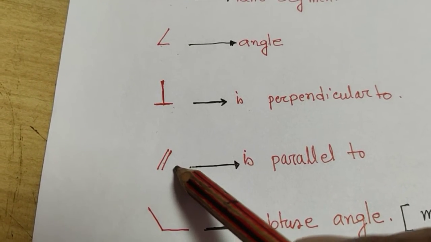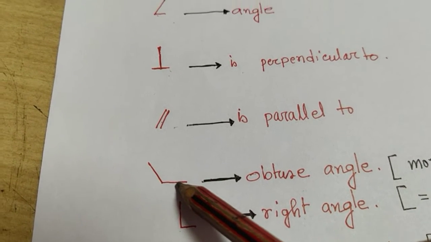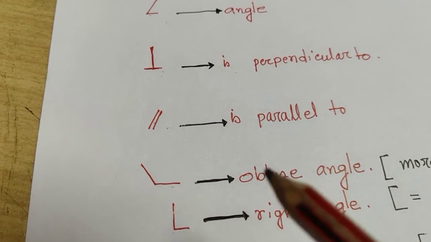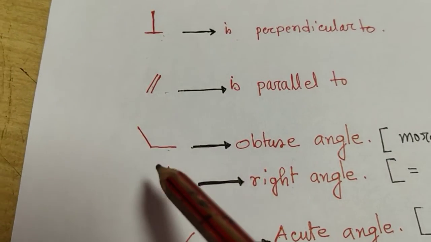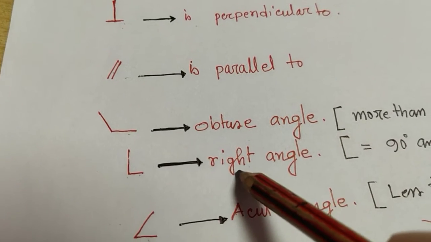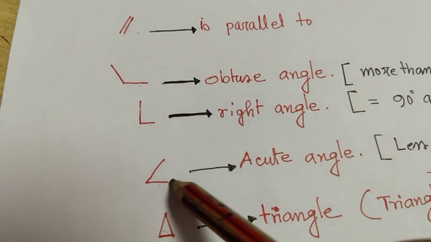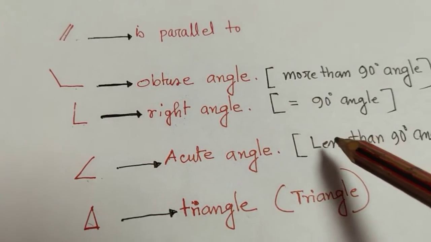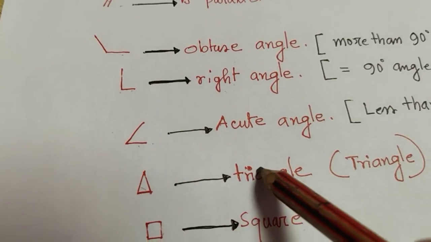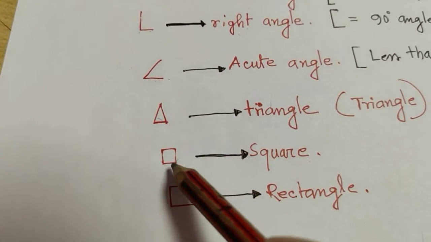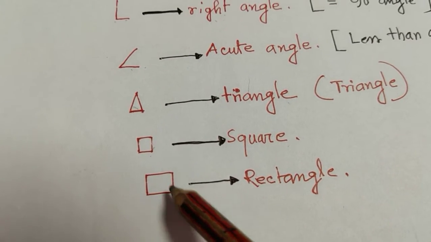This notation is for parallel to. This notation stands for obtuse angle, that is more than 90 degrees. This notation, right angle, that is equal to 90 degrees. This notation, acute angle, that is less than 90 degrees. This notation, triangle. This notation, square. This notation, rectangle.